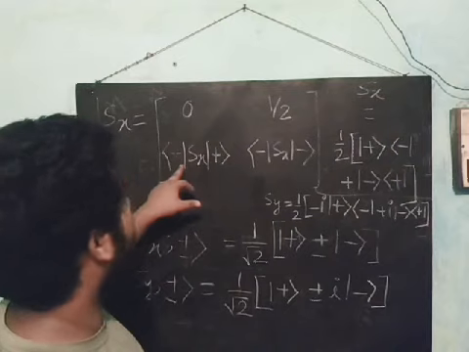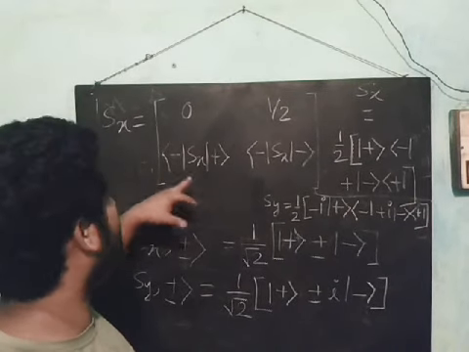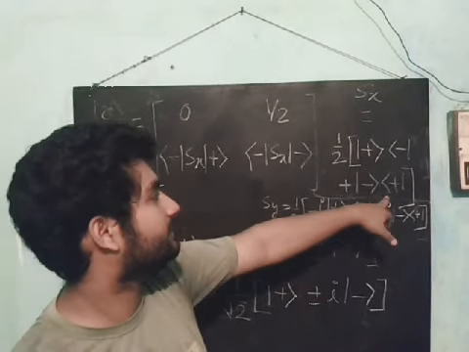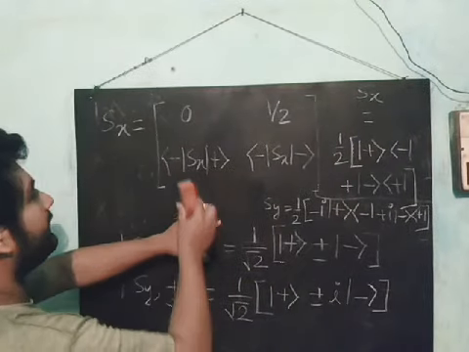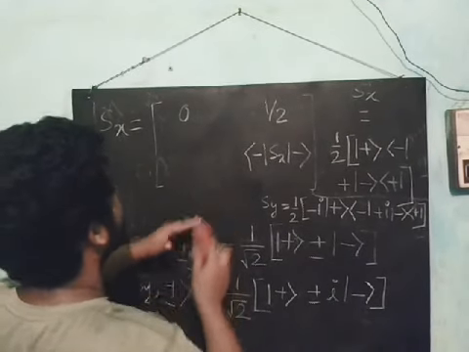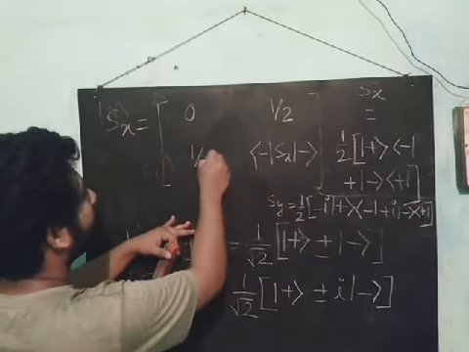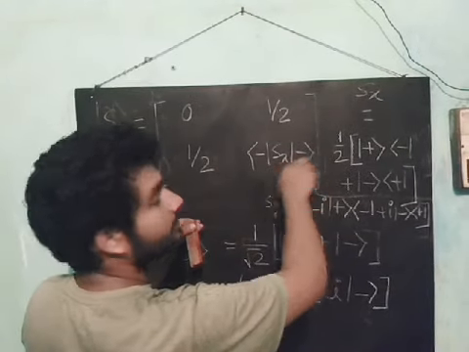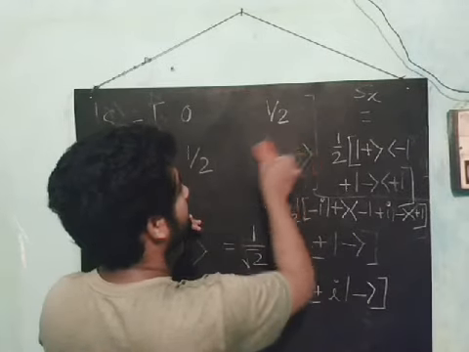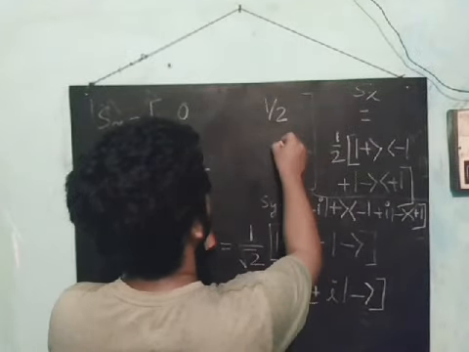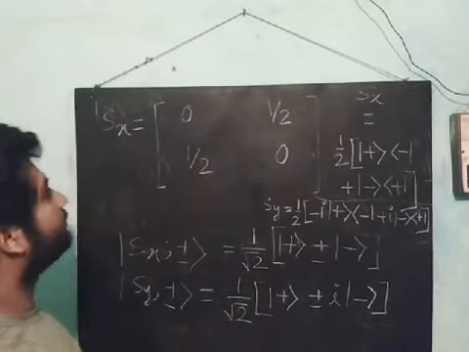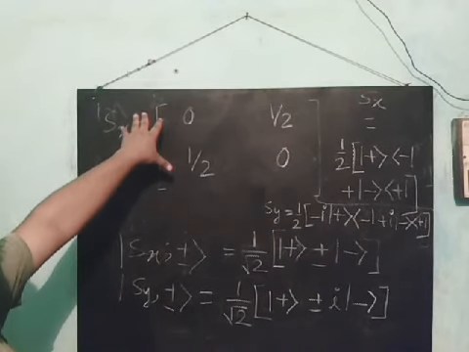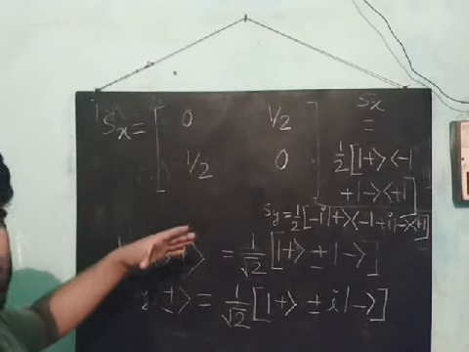Similarly, here negative from the left side, positive from the right side, this term. So this will be again half, right? And this will be negative, 0. So I got the matrix for Sx.